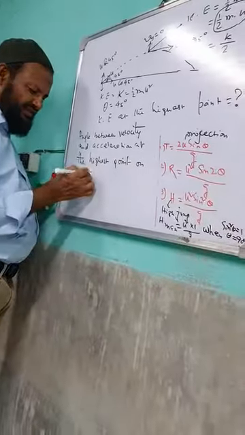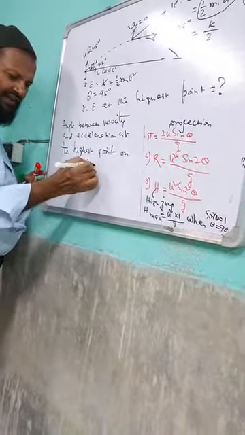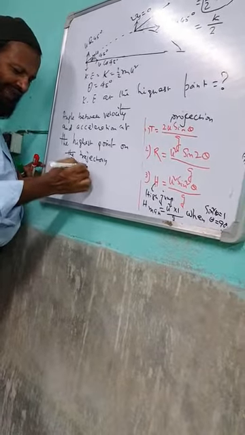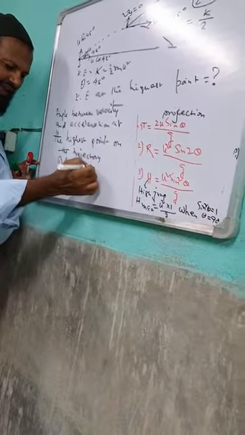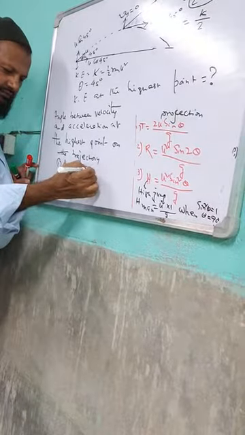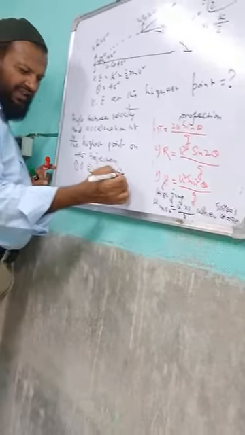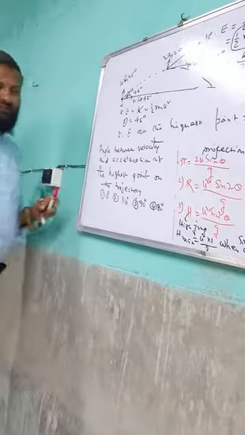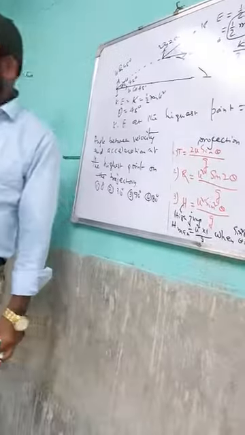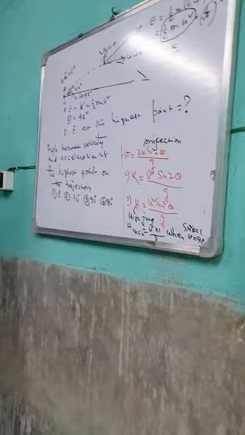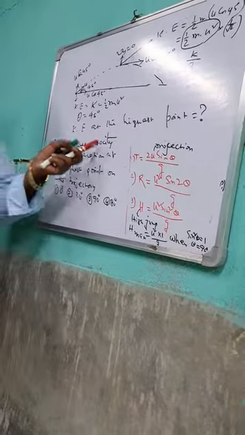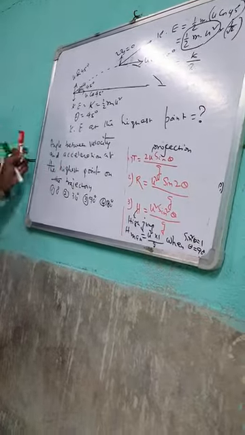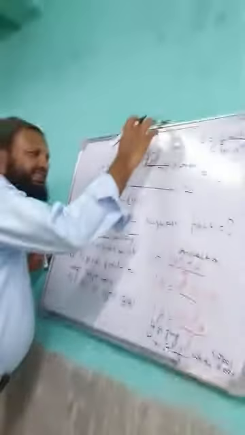The options on the trajectory: angle is 0 degree, 30 degree, 90 degree, 180 degree. Please guess. Actually, this is not a guess question. Here is the actual physics. What is the physics? Angle between the velocity and acceleration at the highest point.